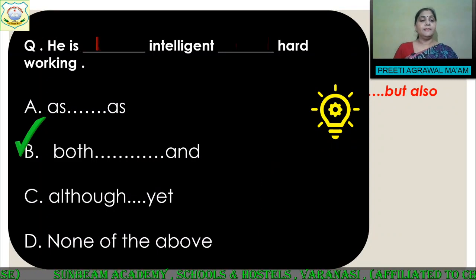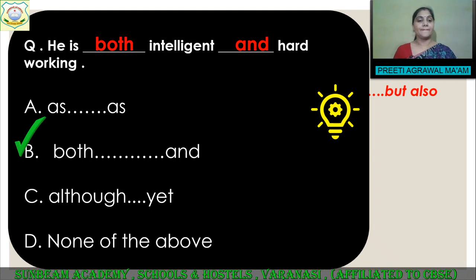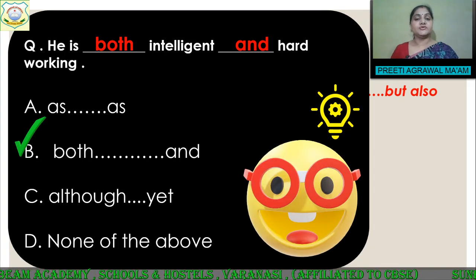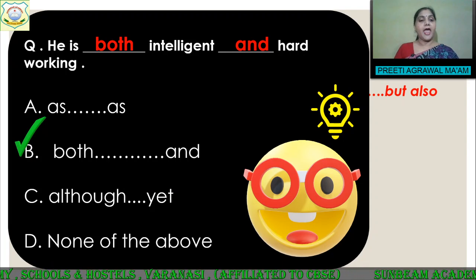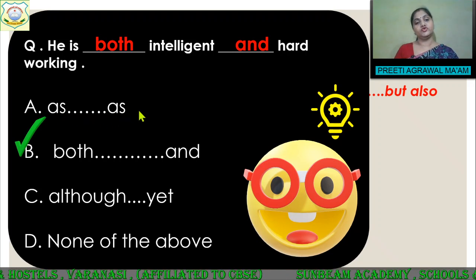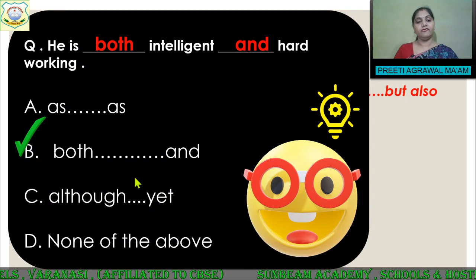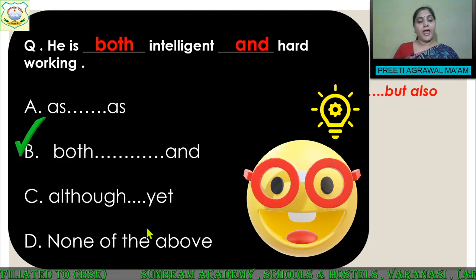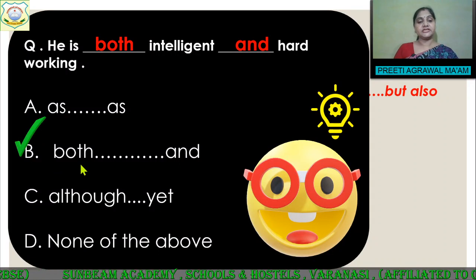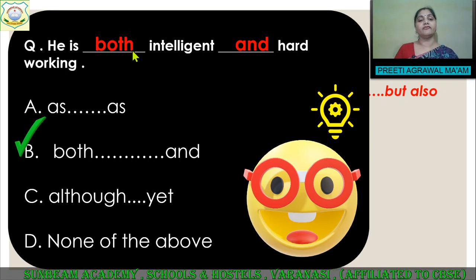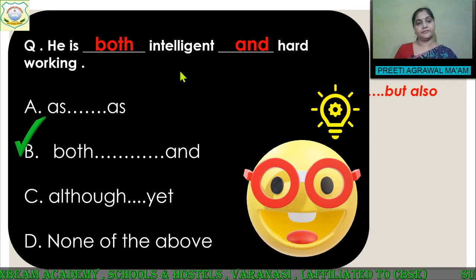Your answer will be B, both and. He is both intelligent and hardworking. You cannot write here as because this as we use whenever we are comparing two things. Okay, in comparison we use. We also cannot write although yet. He is although intelligent yet hardworking. No, you cannot use here. And D option is none of the above. This is incorrect. So this B option, he is both intelligent and hardworking, is your correct answer.